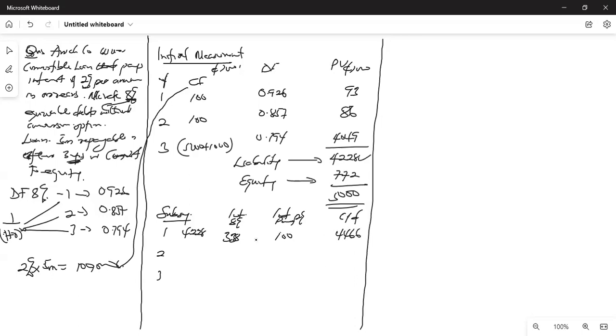All right, so that is that. And you continue like that, 4,466. You do your interest of 8%. You are ending up with 357. So you pay your 100 out and you are ending up with 4,723. The 4,723 continues with interest. I think you have here 377. You pay off your 100, then you end up with 5,000. So that is how it balances up.